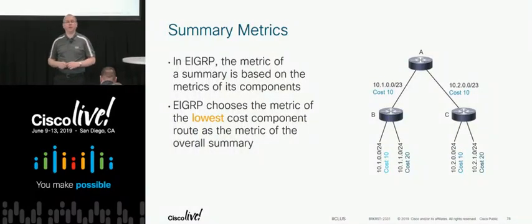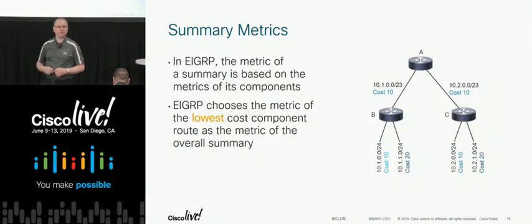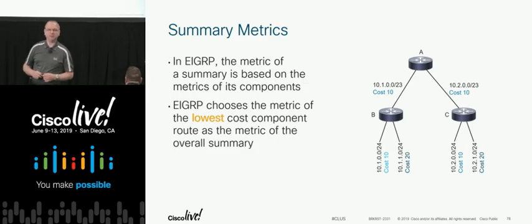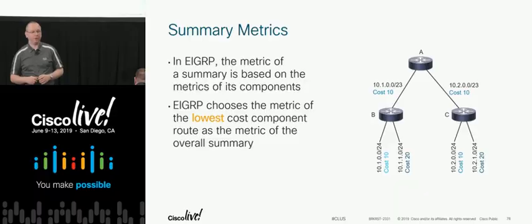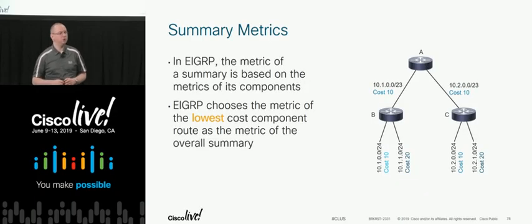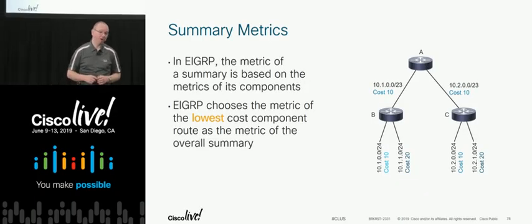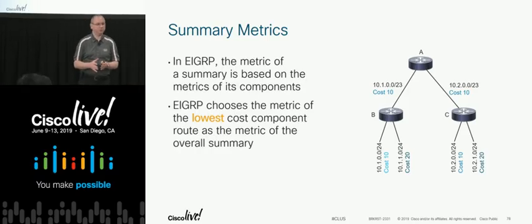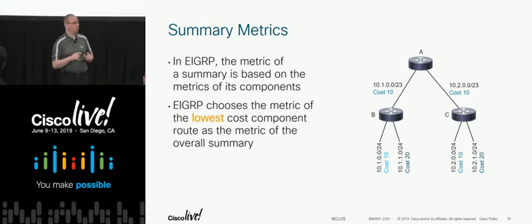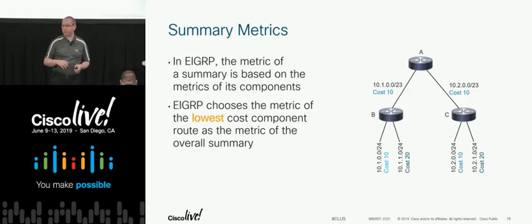Let's check a couple of possible issues with summarizing. Now, this is not really going to be a problem in EIGRP per se. This is more about the use of summary addresses that may backfire in certain situations. As you know, summarizing is a way of putting together multiple prefixes onto a prefix that is shorter, but describes all the address space in one go.